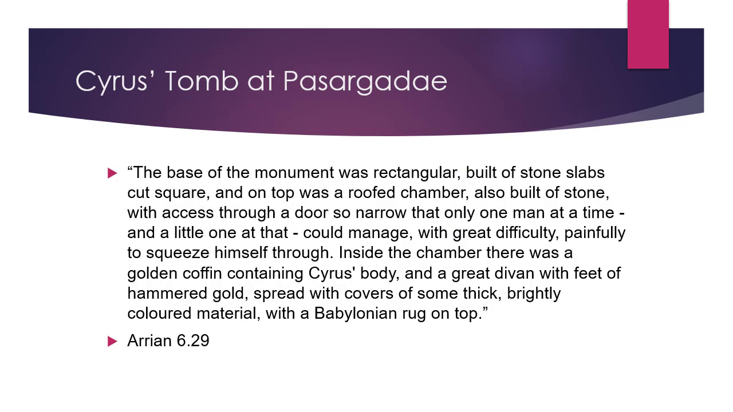So Arrian reads, "The base of the monument was rectangular, built of stone slabs cut square, and on top was a roof chamber, also built of stone, with access through a doorway so narrow that only one man at a time, and a little one at that, could manage with great difficulty, painfully, to squeeze himself through. Inside the chamber there was a golden coffin containing Cyrus's body, and a great divan with feet of hammered gold, spread with covers of some thick, brightly coloured material, with a Babylonian rug on top." And this is taken from Book 6, line 29.